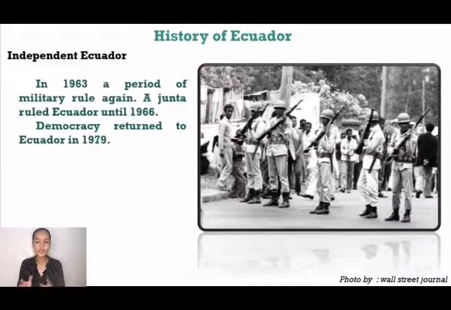In 1963, a period of military rule began. A junta ruled Ecuador until 1966. Then after a period of civil rule, the army took power again in 1972. In 1976, a coup took place led by a group of officers who promised to return the country to civil rule. Democracy returned to Ecuador in 1979.